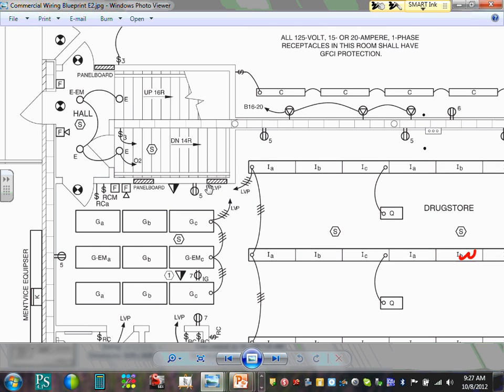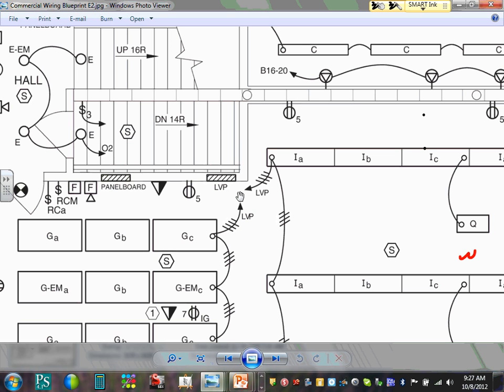And I'm not going to walk you guys through it right now. See LVP. This is the low voltage panel for the lighting system in the drugstore. I'll be walking you guys through this one as we get close to the low voltage system and get into details. I want you to look at just the big picture now.